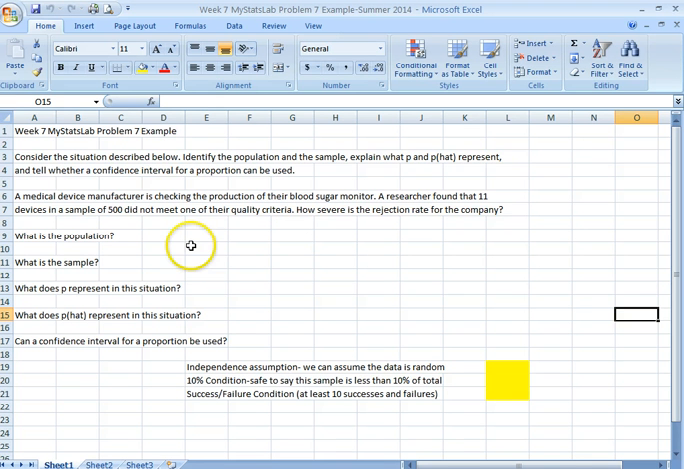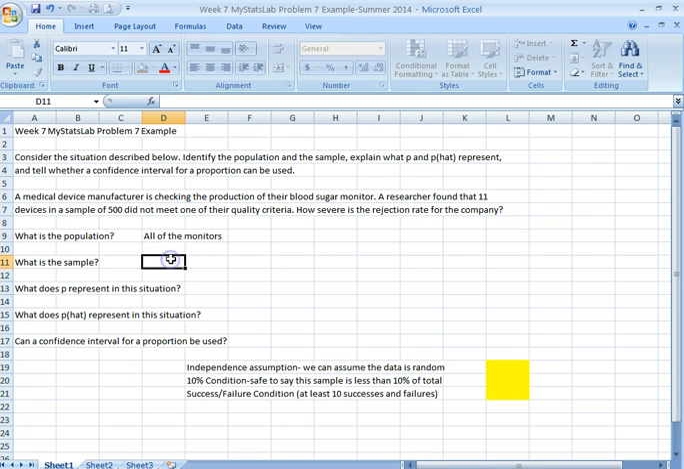Okay, so our first question, what is the population? Well, the population in this case is going to be all of their monitors. So all of the blood sugar monitors that the company makes would be the population.